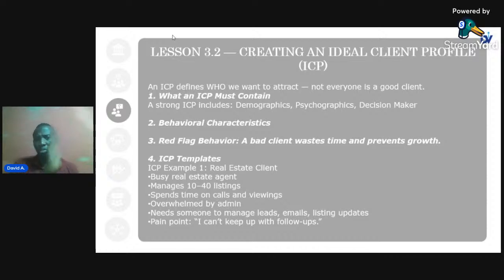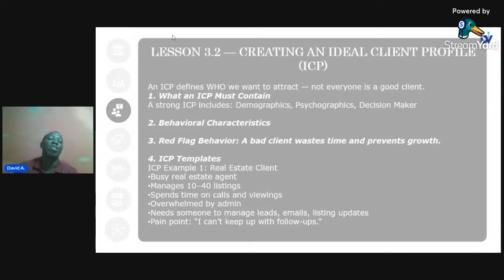Now, a client that doesn't know what they want is a red flag. Now, understand this. A bad client will waste your time and prevent your growth. Take it or leave it. A bad client will waste your time and prevent your growth. That's the truth.